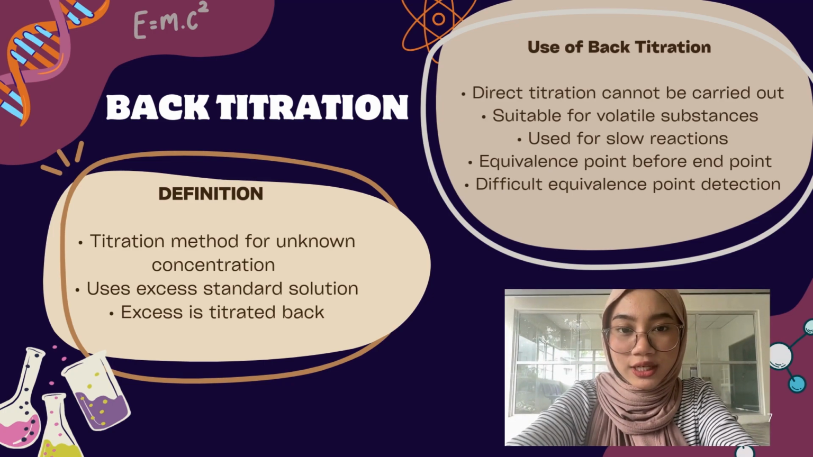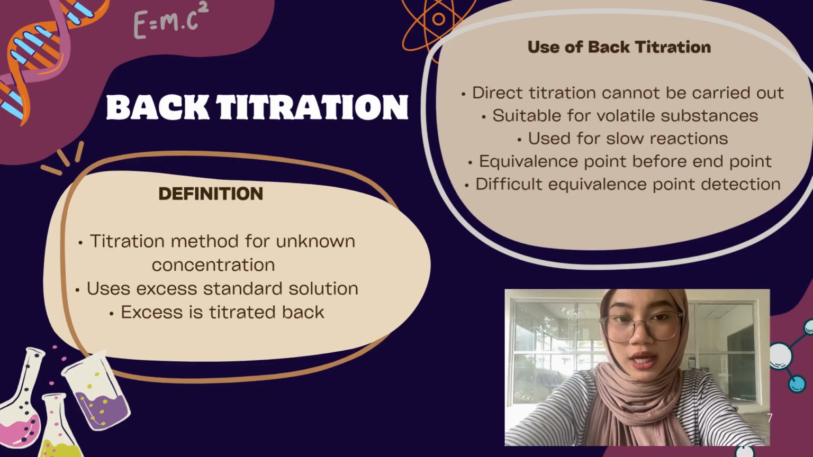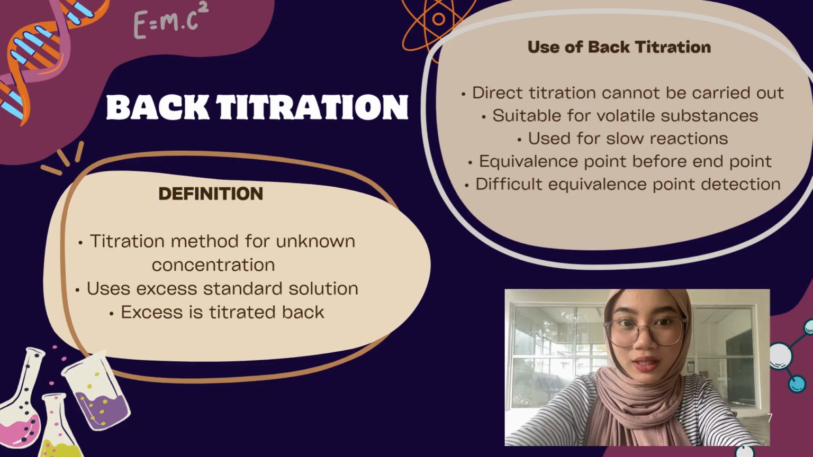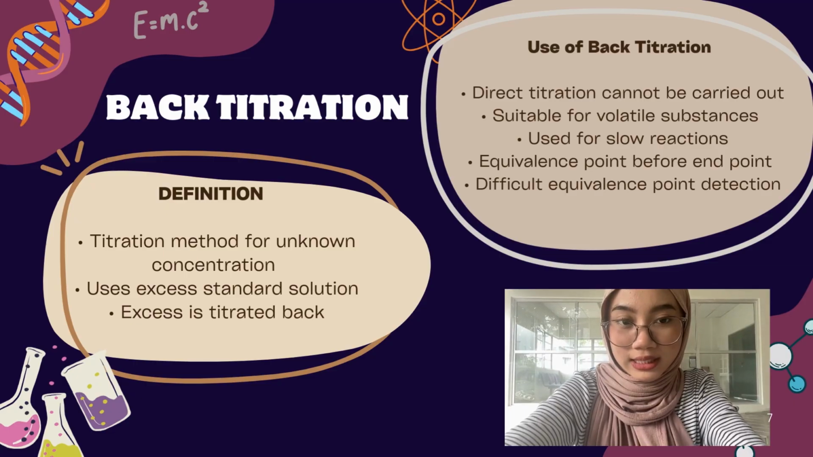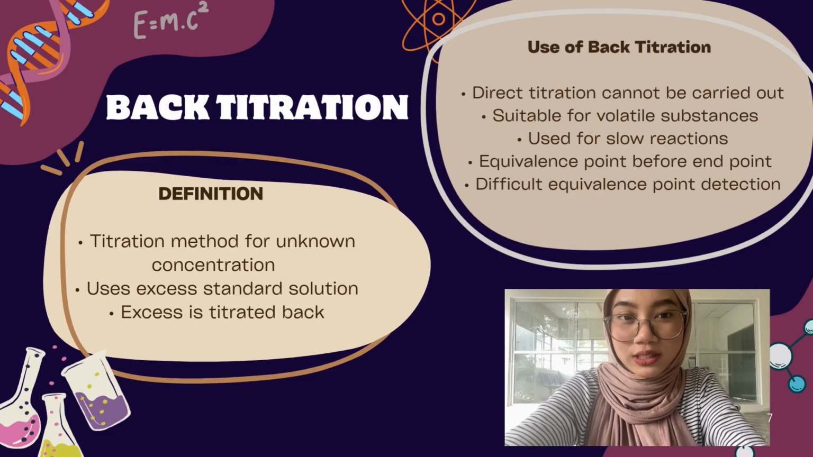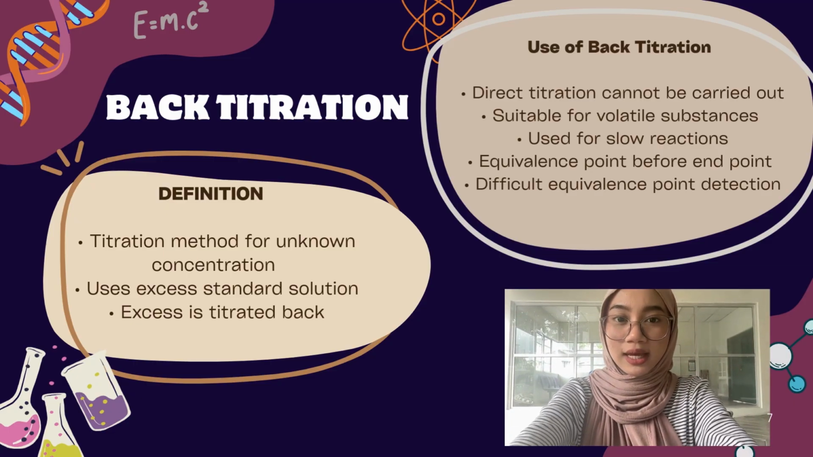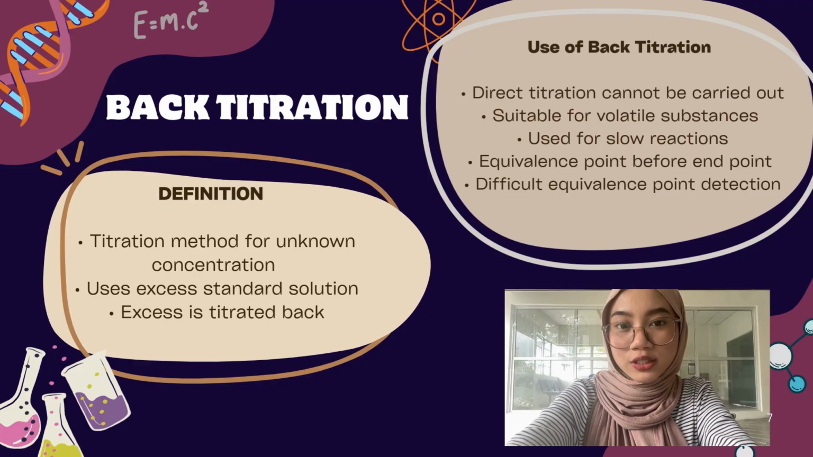For its application, this method is used when direct titration cannot be carried out. For example, it is suitable for volatile substances or for reactions that occur slowly. Back titration is also used when the equivalence point is difficult to detect, or when the equivalence point occurs before the end point. In summary, back titration is very useful when direct titration does not give accurate results.